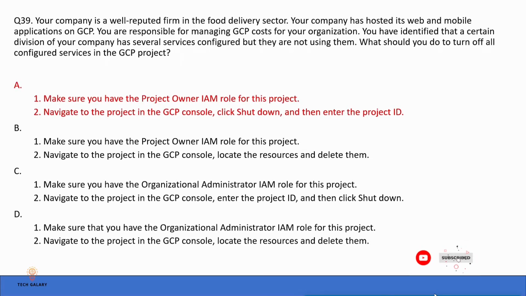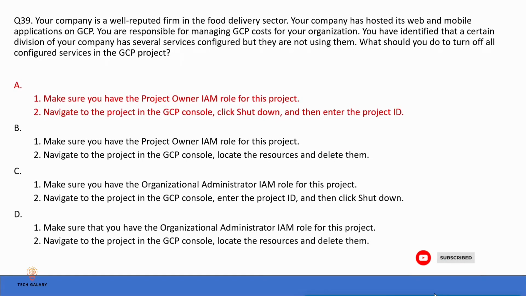The project owner IAM role for the project is required. So this will add the necessary permissions to that user to navigate to the project in the GCP console and shut down that project. And when shutting down the project, they should enter the project ID to confirm the shutdown.